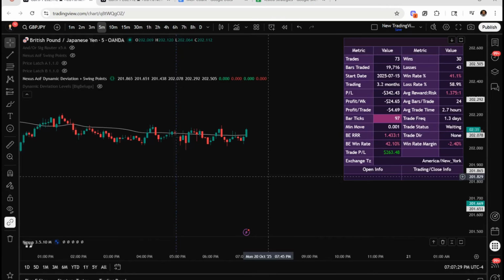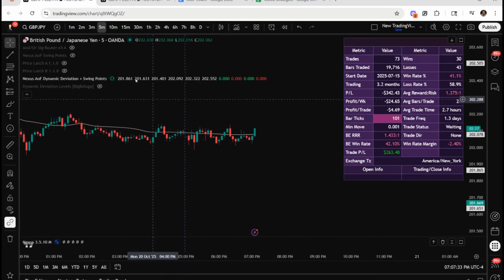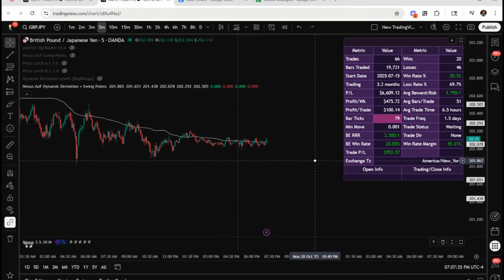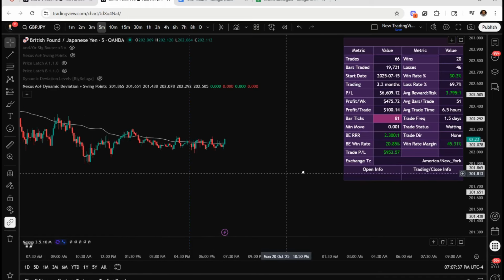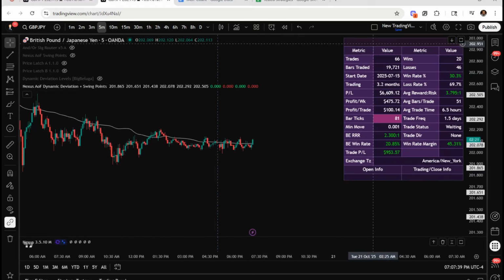And of course, like we do, we played around with the settings using the Nexus backtest indicator, and we came up with this here. So now we are at a 30% win rate. So we dropped the win rate a little bit, 66 trades. So just a few less trades. We're again right at the 20,000 bars look back.